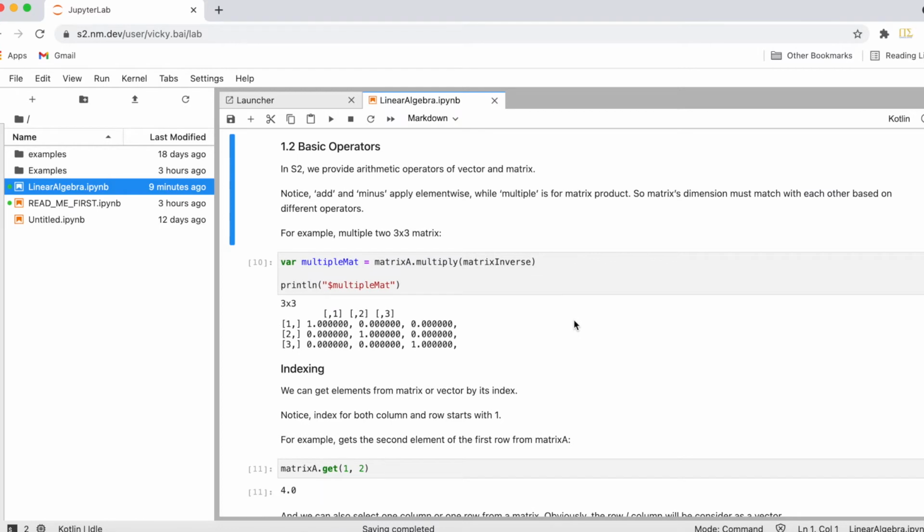Basic operators. In S2, we provide arithmetic operators for vector and matrix. Notice add and minus apply element-wise, while multiply is for matrix product. So matrix dimensions must match with each other based on different operators. For example, multiply a 2 by 3 matrix by a 3 by 3 matrix.